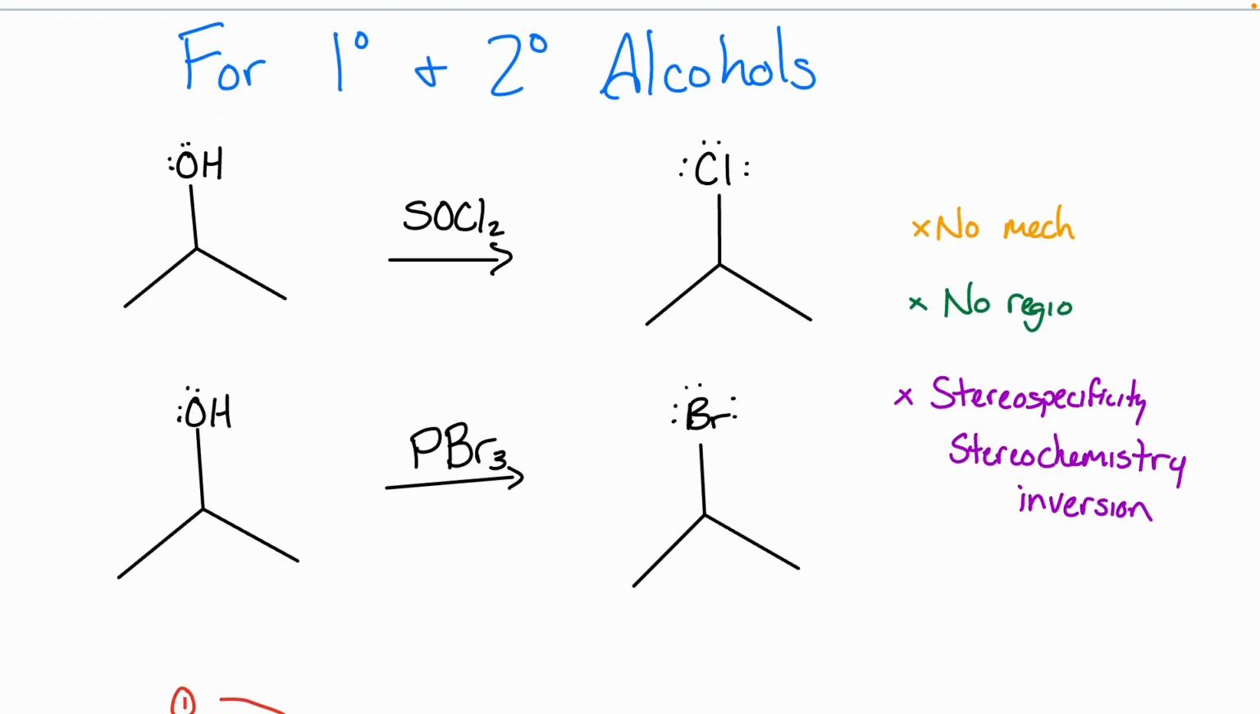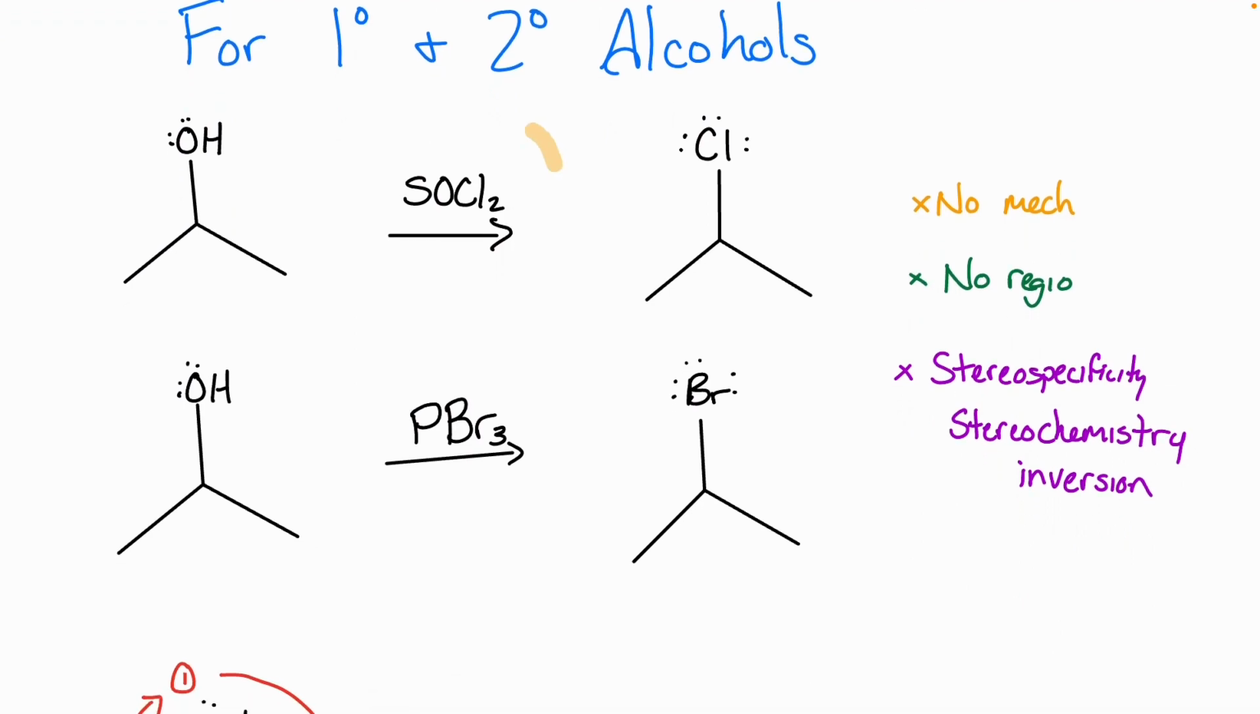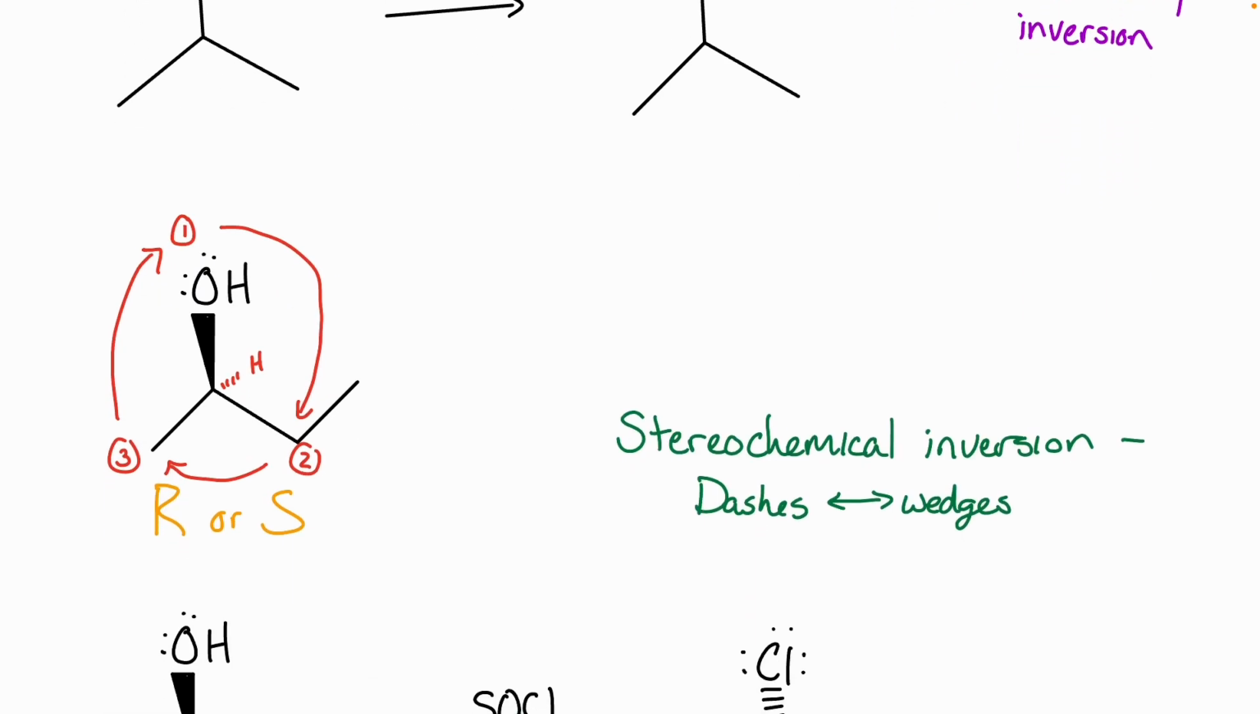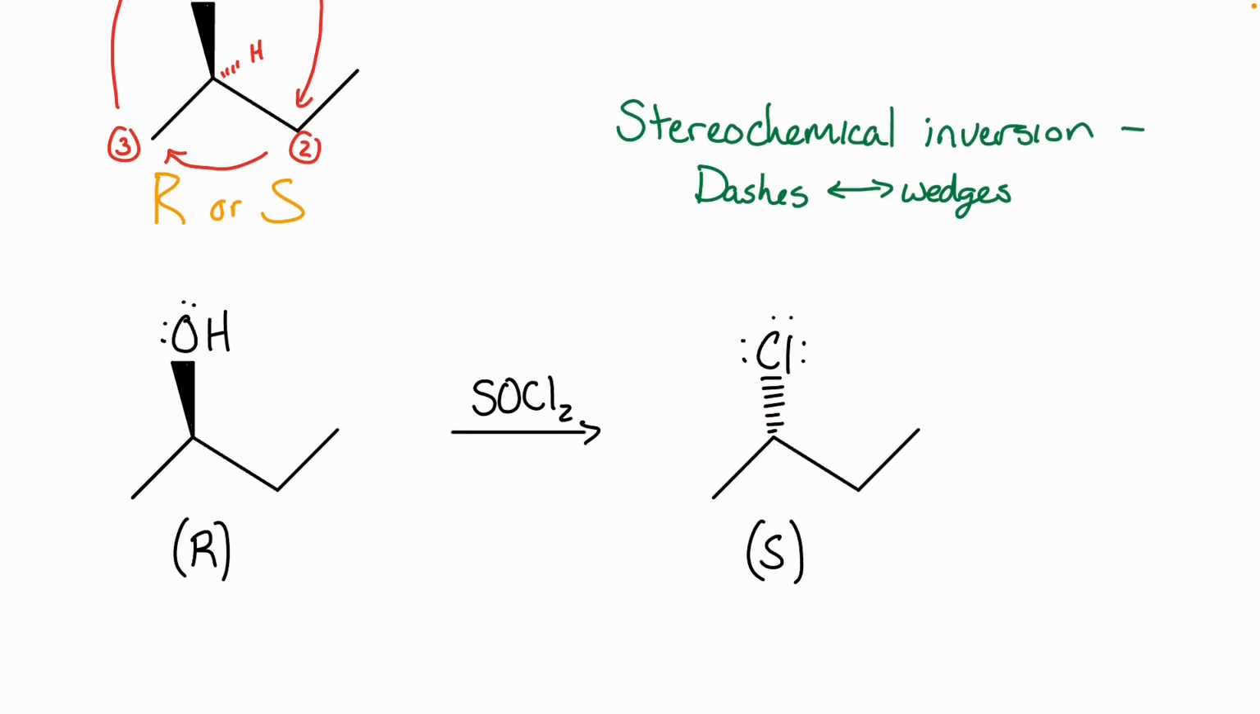For primary and secondary, a better way to go about it would be to use our designer reagents here, our SOCl2 and our PBr3. Those would both get substitution reactions of alcohols to create alkyl halides. Our special consideration here is the stereochemical inversion that we see in these reactions, where if we start out with a specific chiral isomer, an R or an S isomer here, we're going to get an inversion of that stereochemistry when our alkyl halide is formed.